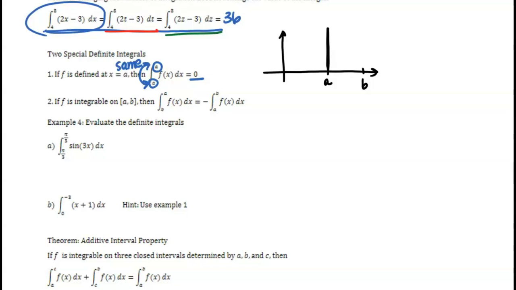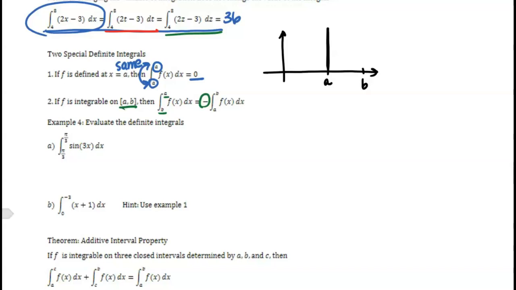The second integral tells us that if we switch the limits of integration, if we go from B to A instead of from A to B, what it does is it gives us the opposite of the integral that went from A to B. And A is smaller than B in this case. So if you evaluate an integral from A to B, and then you switch your limits of integration, you will get the exact same value for your new integral, but it will have the opposite sign. Let's look at a couple of examples.